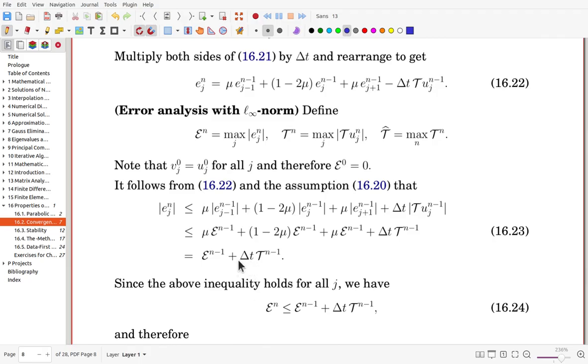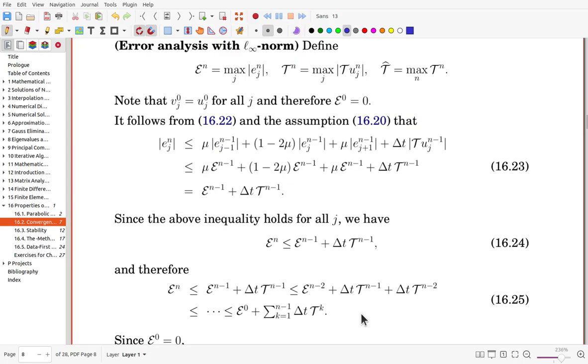Now we take the maximum on the left-hand side. This is independent of the grid points, so we can take the maximum on the left-hand side, and it becomes E^n. So eventually we reach this inequality. Now we use this recursively. Then E^n is bounded by E^(n-1) plus delta t T^(n-1).